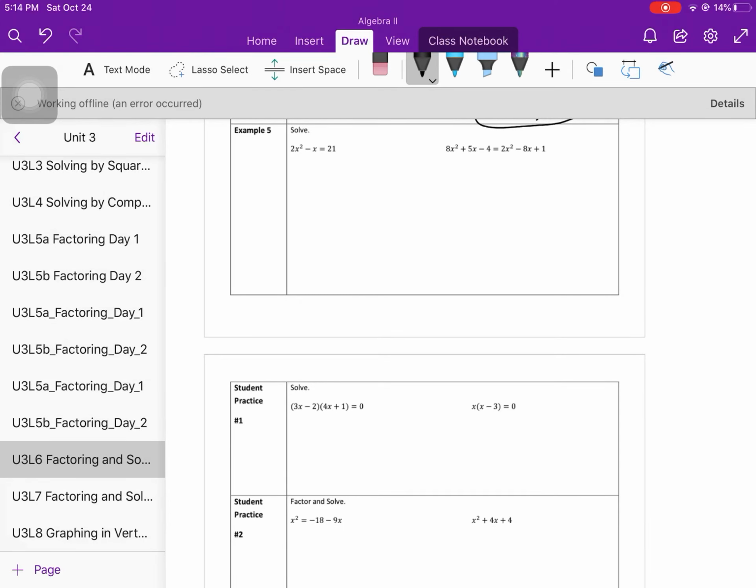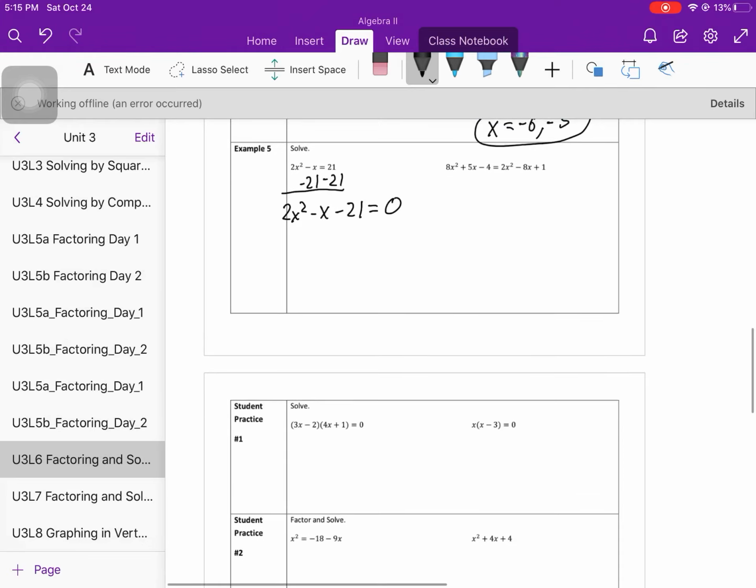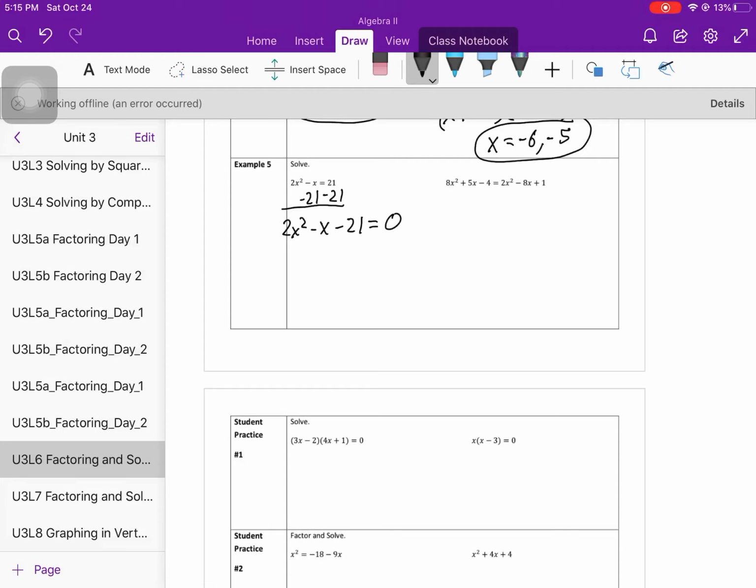Okay, so last one here before I let you guys try some. 2x squared minus x equals 21. Again, we need to move that 21 to the other side. So we get 2x squared minus x minus 21 equals 0. Right away, we need to recognize the fact that we don't have an a value equal to 1, so we would need to use the box method. So the factors of 21 that we could break up and all that.